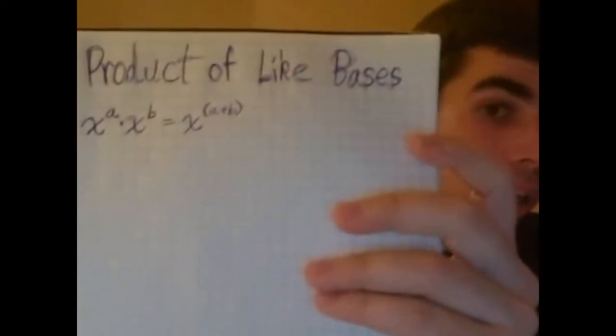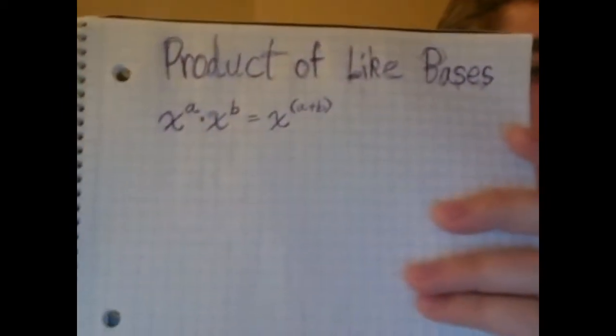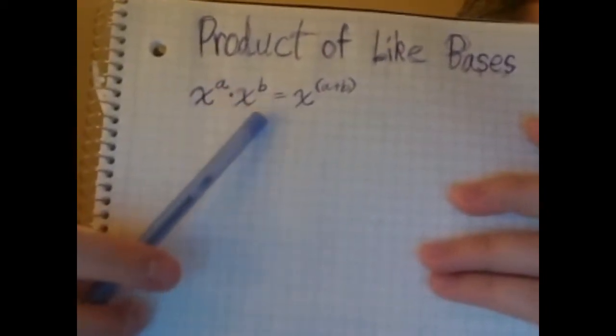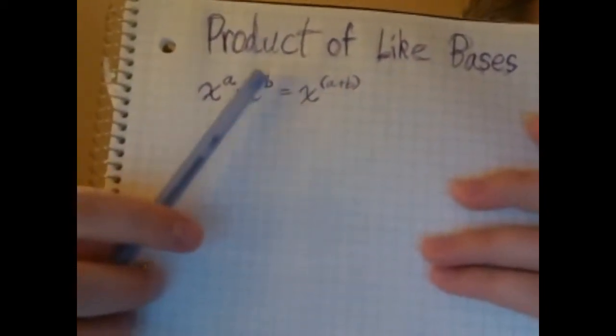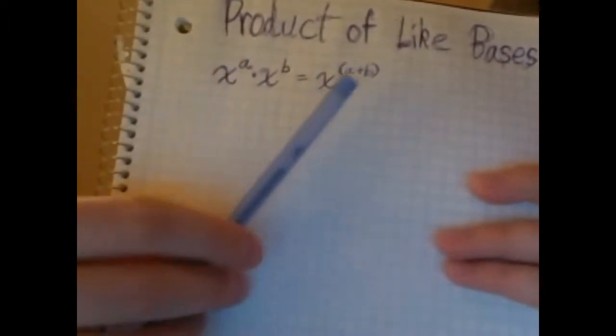So the product of like bases. If you're following along on your sheet, this is rule number 3. Alright? The product of like bases says that some base to a power times that same base to another power could be the same number equals the sum of those two. So let me give an example because all these words might just be confusing.